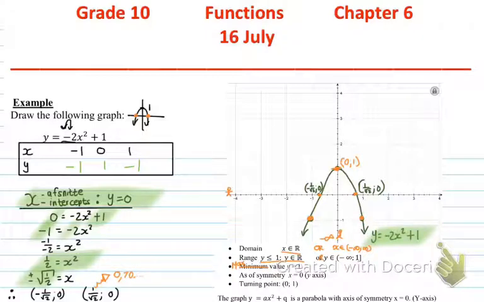Then the axis of symmetry is at x is equal to 0, just like all the parabola graphs in grade 10. We'll have the axis of symmetry x is equal to 0, or the y-axis. The turning point, they can also ask me, is at 0, 1.